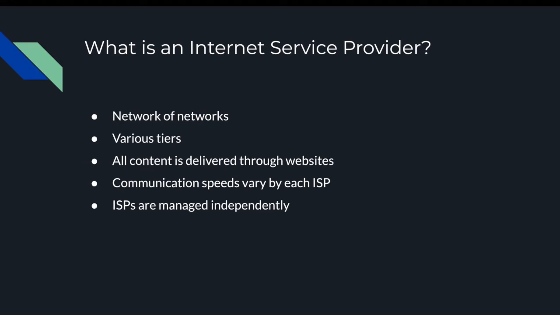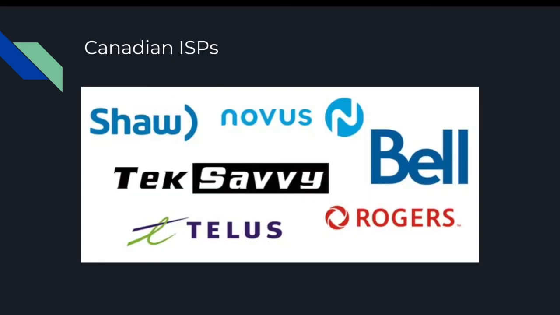So, first things first, what is an internet service provider? Basically, it's a network of networks, and there's various tiers to it. All content is delivered through websites, and the communication speeds vary by each ISP, and ISPs are all managed independently. So here's an image of the most common Canadian ISPs. Most of us are probably a user of one of their services.